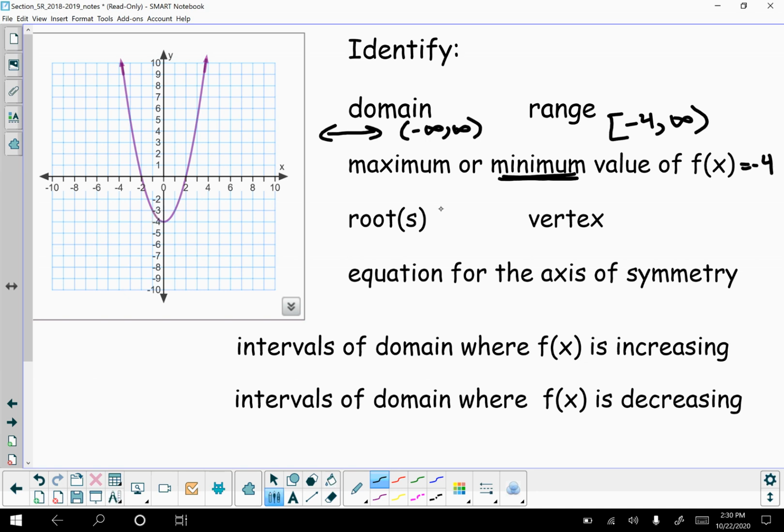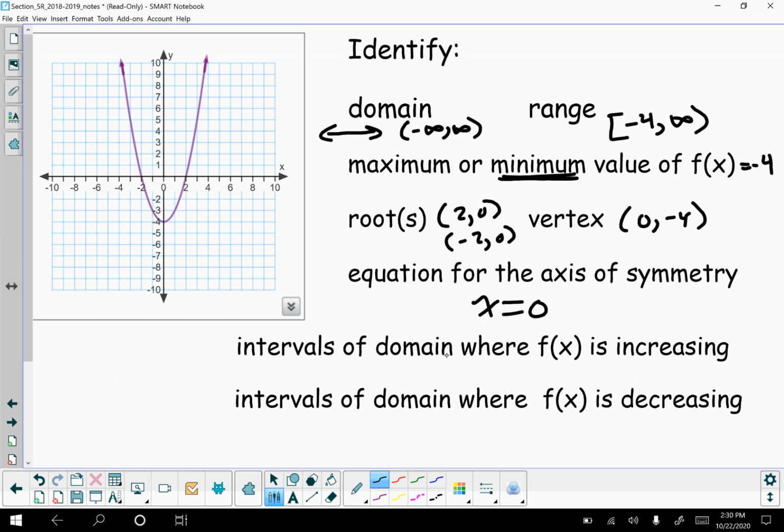My roots are where it crosses the x-axis. So it's going to cross at (2, 0) and at (-2, 0). And my vertex in this case is going to be (0, -4). And then the axis of symmetry is x equals 0. Remember, that's the vertical line we could fold the parabola over.